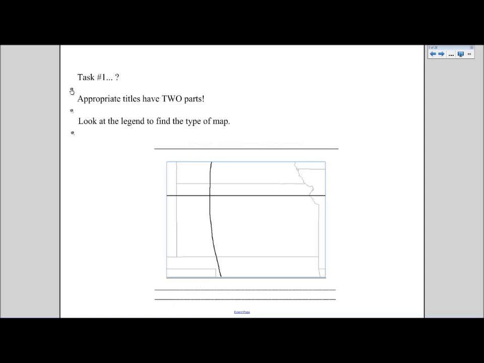Alright, let's get started. Raise your hand if you can tell me the first thing on our checklist.